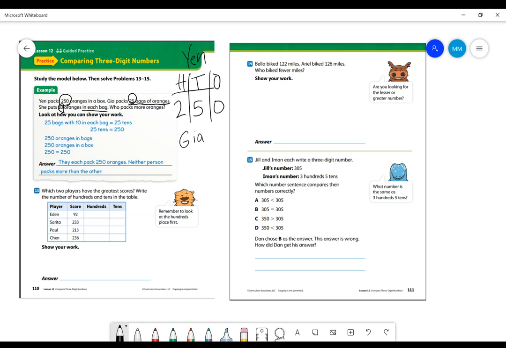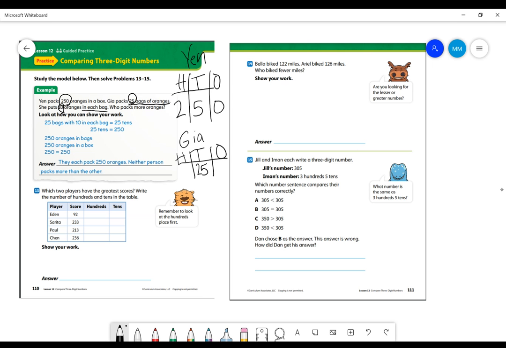Gia packs 25 bags, but in each bag, there are 10 oranges. So 25 bags with 10 each. So that would be 25 groups of 10. So looking at this problem, we know that Yen had 2 hundreds, 5 tens, and 0 ones. Gia had 25 groups of 10. 25 groups of 10 would be 25 tens.